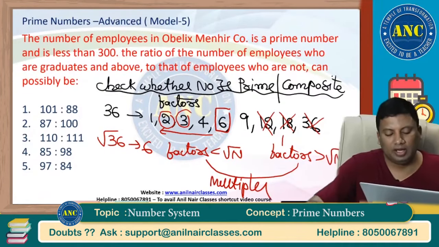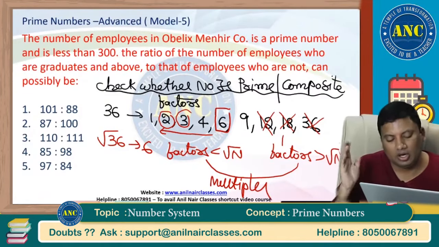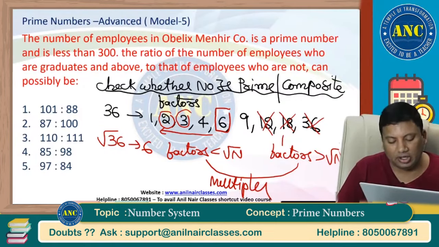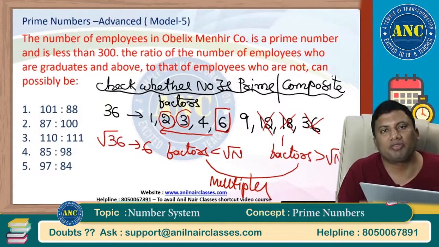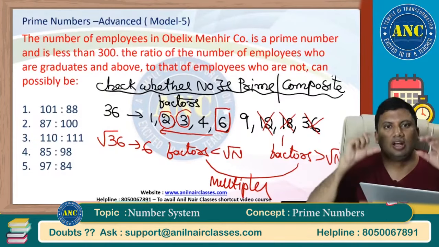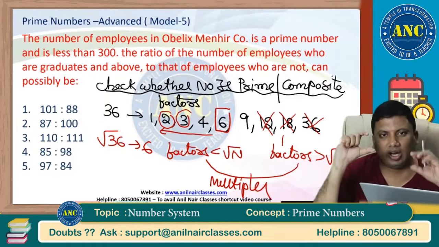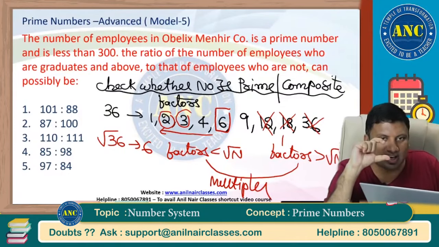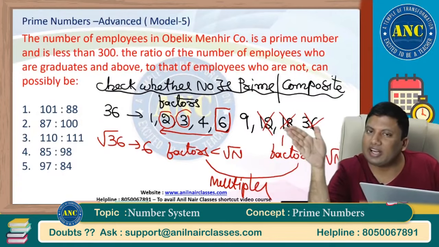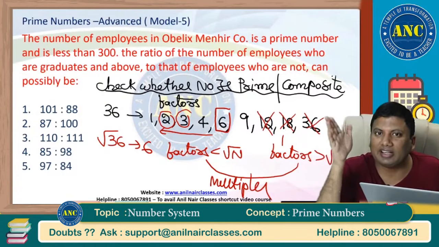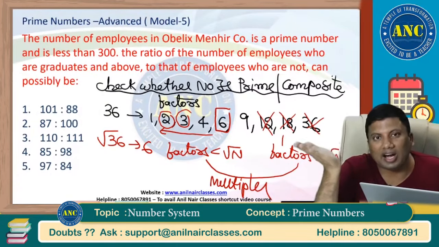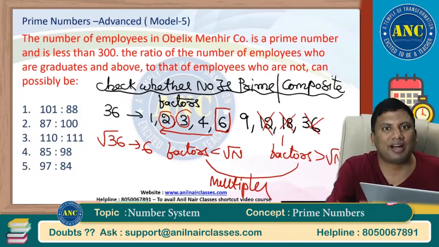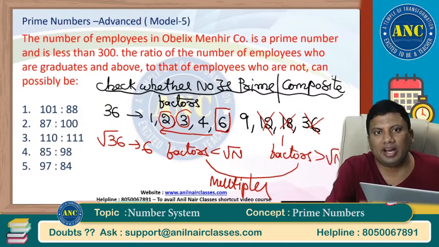Are you all with me? 9 is a multiple of 3. 12 is a multiple of 2 and 3. 18 is a multiple of 3 and 2. 36 is nothing but 2 square into 3 square. That means if n is a natural number, write down root n. All the factors less than root n, all the factors greater than root n. All the factors greater than root n are nothing but the multiples of the factors less than root n. I hope the idea is clear.